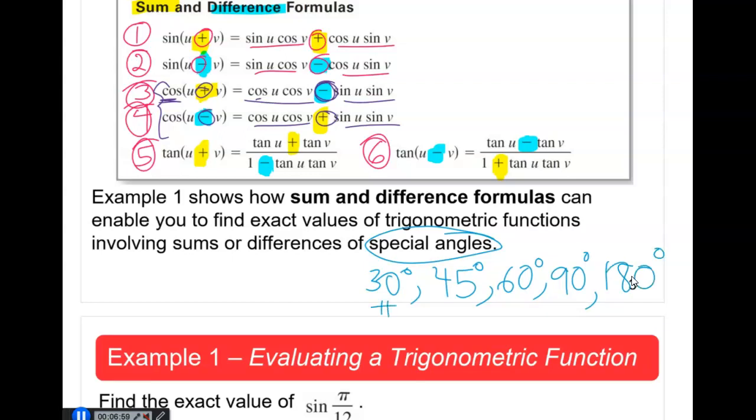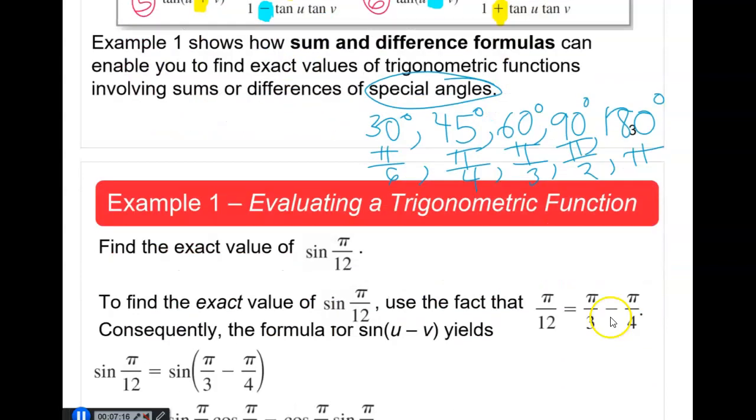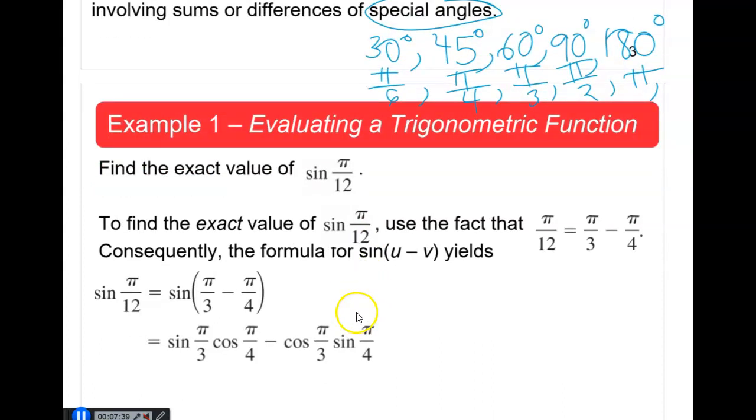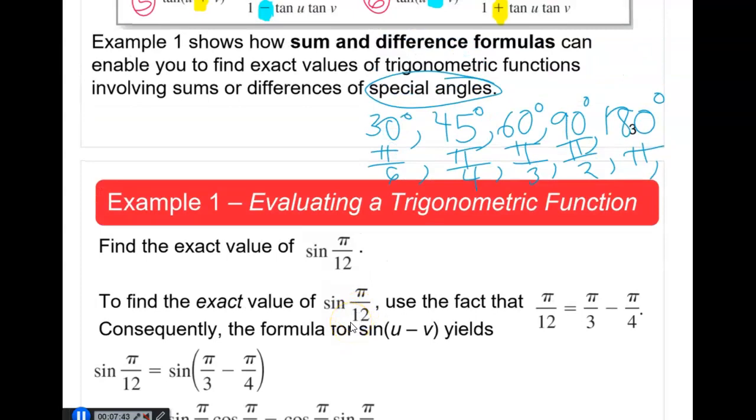In radians, it will be like pi over 6, pi over 4, pi over 3, pi over 2, and this is pi. And then, of course, we went over reference angles and all of that stuff. So we do have those special angles. So for example, if we had sine of pi over 12, and I know you might not like fractions that much, but let's do this problem with degrees first, and then we will do it with radians and see how you feel about it. So remember to convert from radians to degrees.